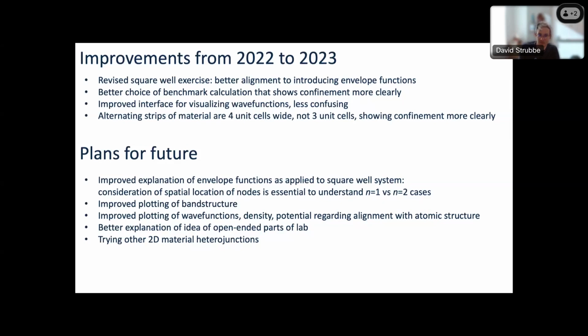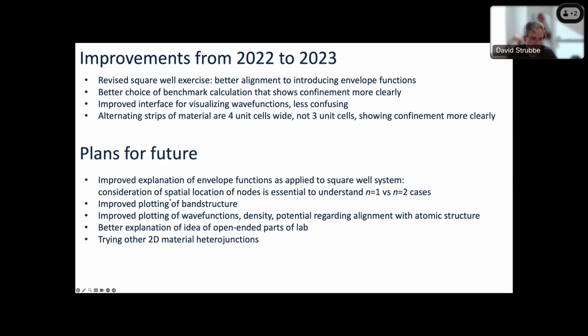I did some improvement of the way that the XCrySDen tool works for SIESTA for visualizing wave functions. We'll see a little bit better. And then I also found that having 4 unit cells wide in the structure made it much easier to see the confinement in many cases. So the calculations take a little bit longer, but the payoff in terms of clarity is quite a bit better.